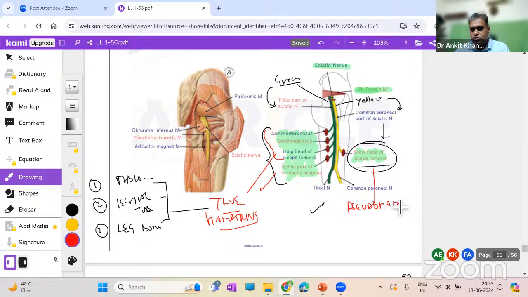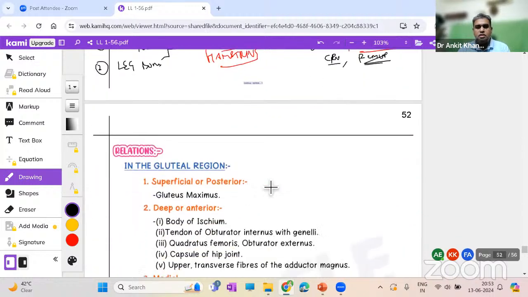Why is it considered a pseudo hamstring? Because you can see the point. It is not supplied by the tibial nerve, it is supplied by the common peroneal nerve. It is not coming from the ischial tuberosity, it is coming from the femur. Yes, this short head of biceps femoris is coming from the femur, not from the ischial tuberosity. Therefore, these were the earlier questions. So do remember, this simple diagram you can also make, that will fetch you marks.